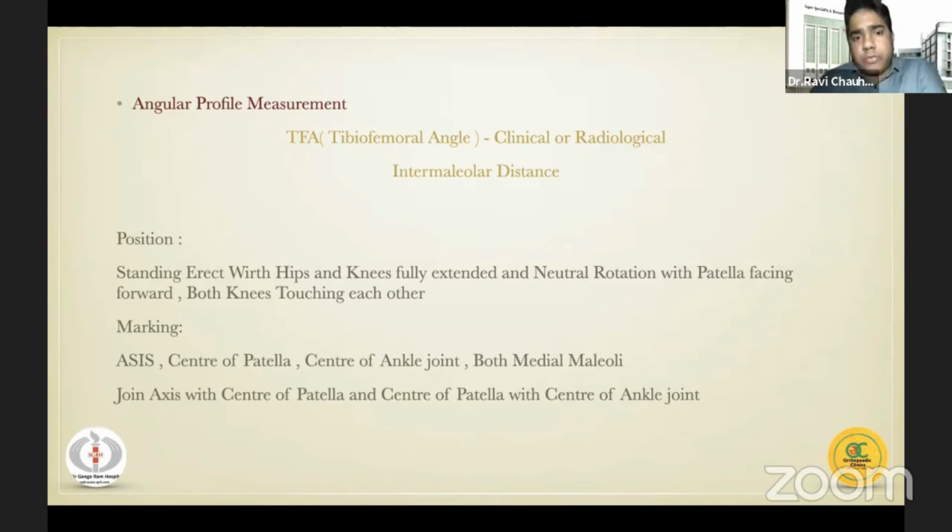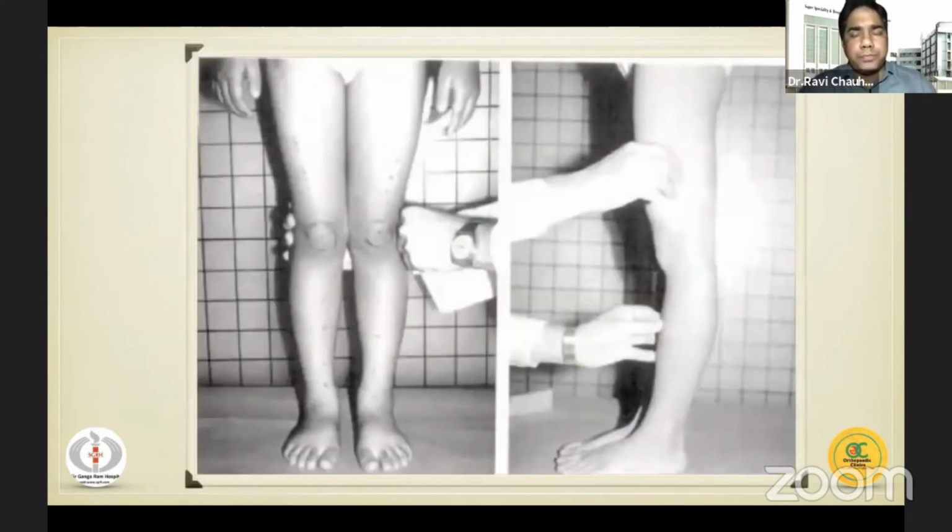Please, I suggest postgraduates understand this position. Then they should mark the ASIS, mark the center of the patella, and mark the center of the ankle joint, between both medial malleoli. Join the ASIS with the center of the patella, and the center of the patella with the ankle joint.